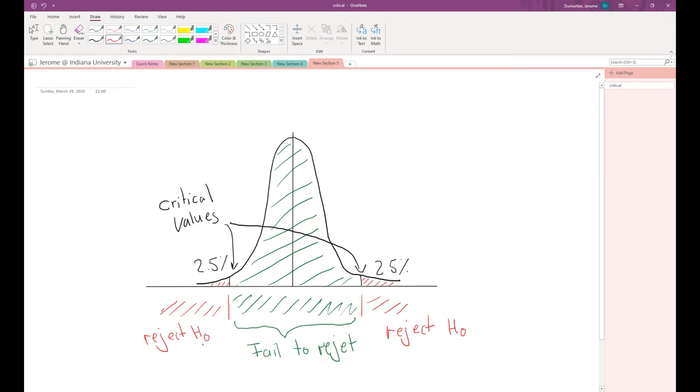Now, keep this picture in mind for everything related to hypothesis testing. Okay. Think about, based on your sample, if you get an extreme value that is in the tails of the distribution, what this means is that your hypothesized value is probably not correct. Whereas if you get a sample mean or a sample proportion that is falling in the middle, then there is evidence that your hypothesis is correct.